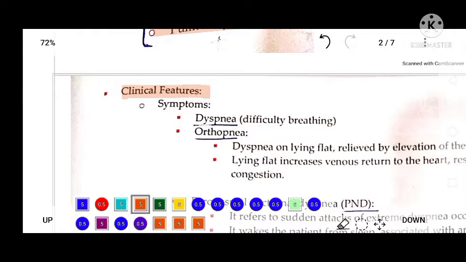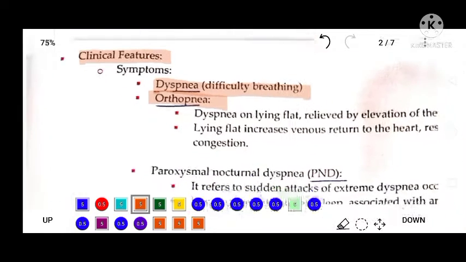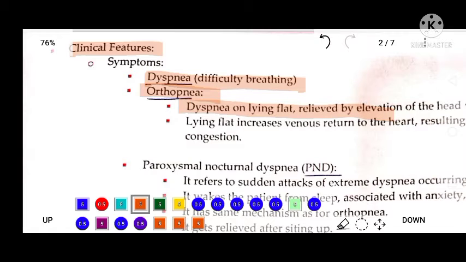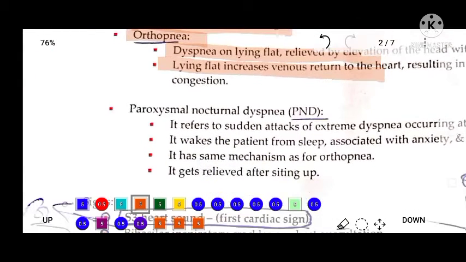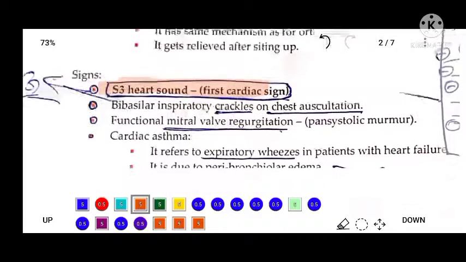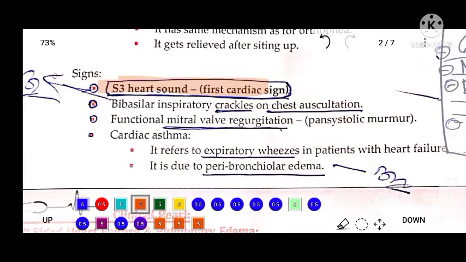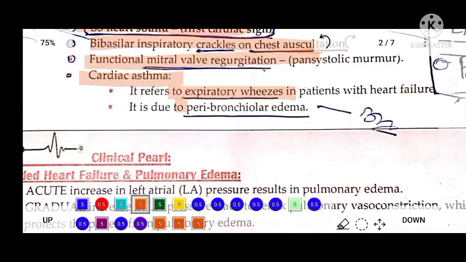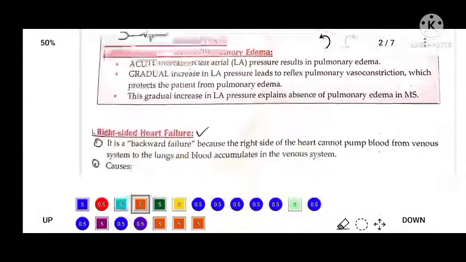The clinical features of left-sided heart failure will be dyspnea, difficulty in breathing. Orthopnea means dyspnea on lying flat, and on lying flat there is an increase in venous return to the heart that results in dyspnea. Paroxysmal nocturnal dyspnea, and S3 heart sound. First cardiac sound is heard. Bibasilar inspiratory crackles with functional mitral valve regurgitation. Cardiac asthma like expiratory wheeze, and peribronchial edema are present in left-sided heart failure.